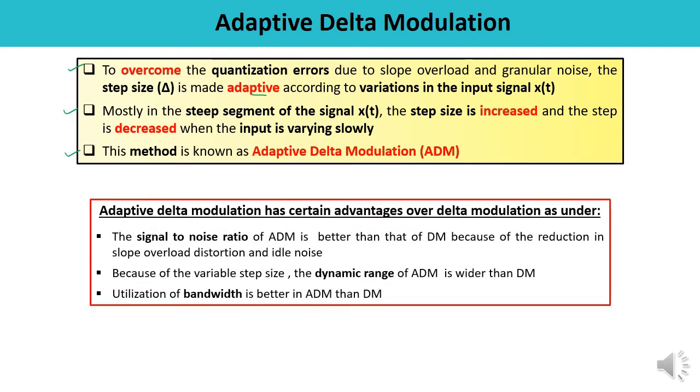There are certain advantages which adaptive delta modulation has over delta modulation. In adaptive delta modulation, the signal to noise ratio is better in comparison to delta modulation because of the reduction in the slope overload distortion or granular noise. Here, the step size is variable, so the dynamic range of adaptive delta modulation is wider. And utilization of bandwidth is also better in comparison to delta modulation. So these are the various advantages of adaptive delta modulation.